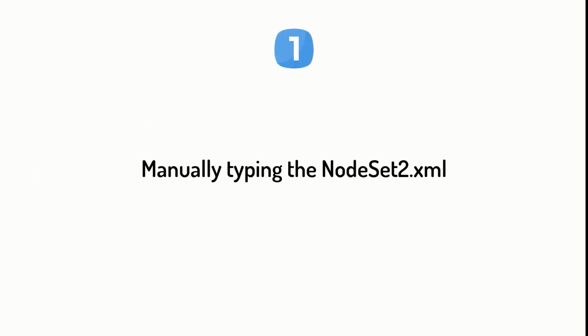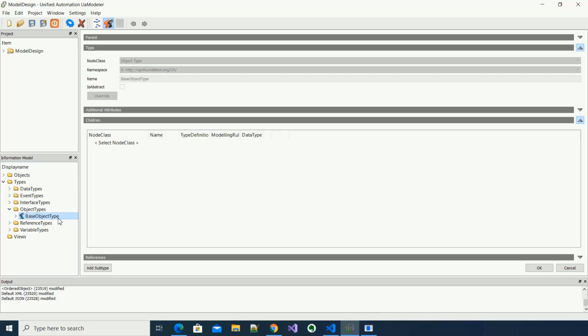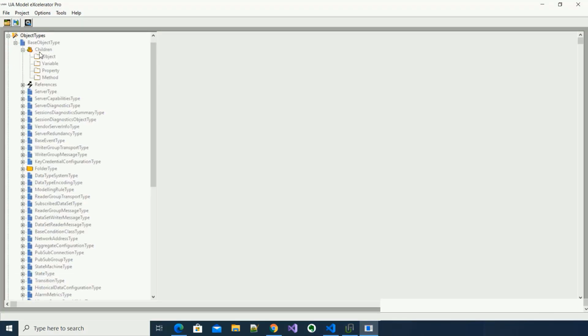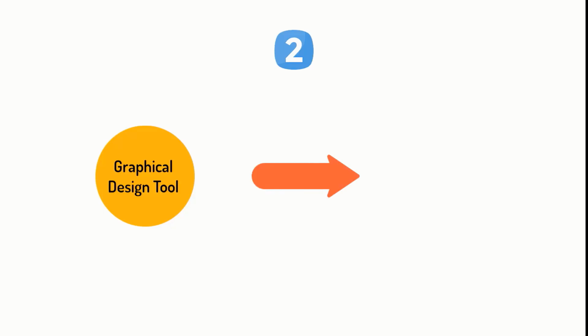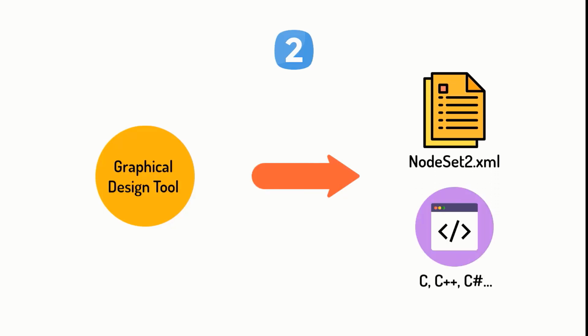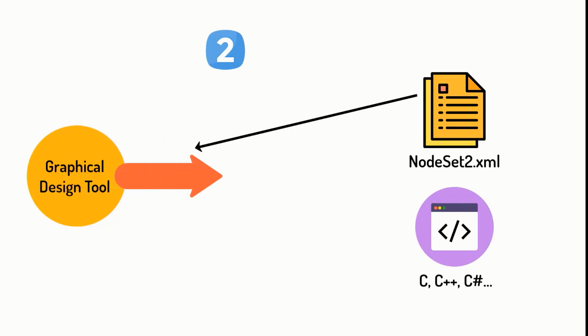First, you could type it out using any text editor, and this obviously requires you to be well experienced in manually developing Node.set2 files. Second, you can use a graphical OPC UA model design tool such as UA Modeler from Unified Automation or UA Model Accelerator Pro from Beyond to design your model and then automatically produce the Node.set2 file along with C or C# code. These tools also allow you to import the Node.set2 file.